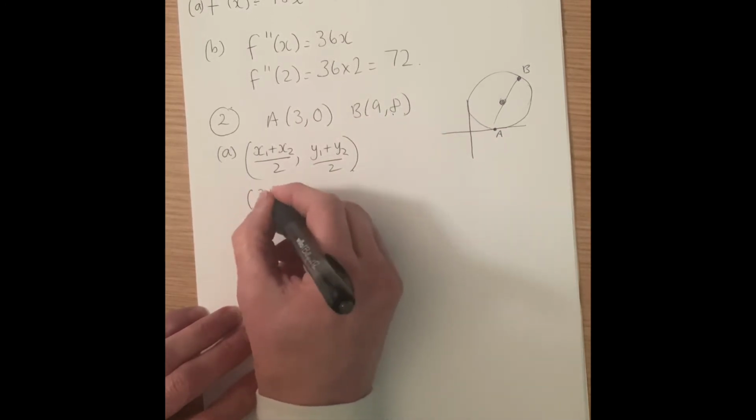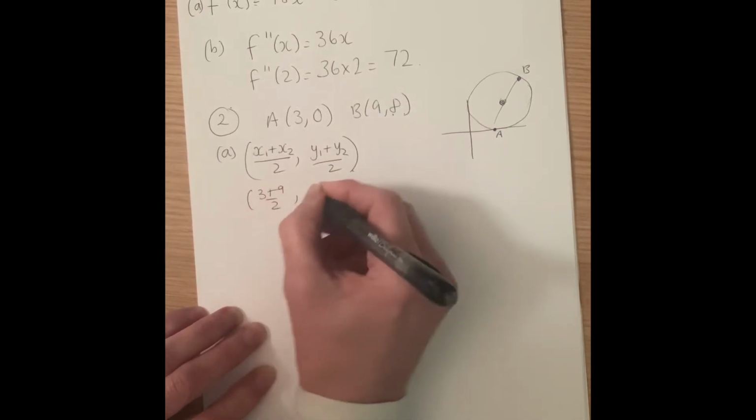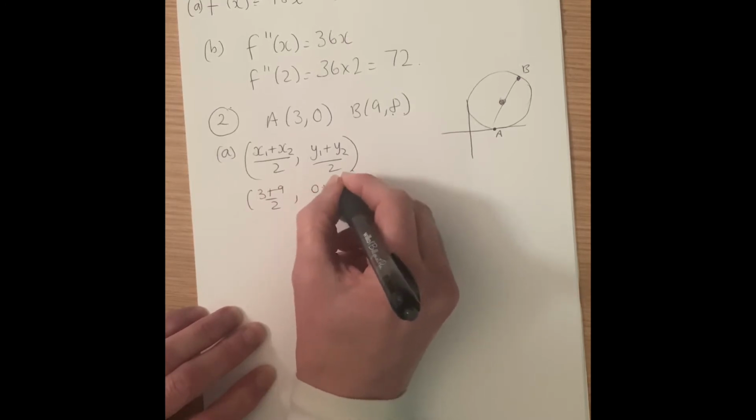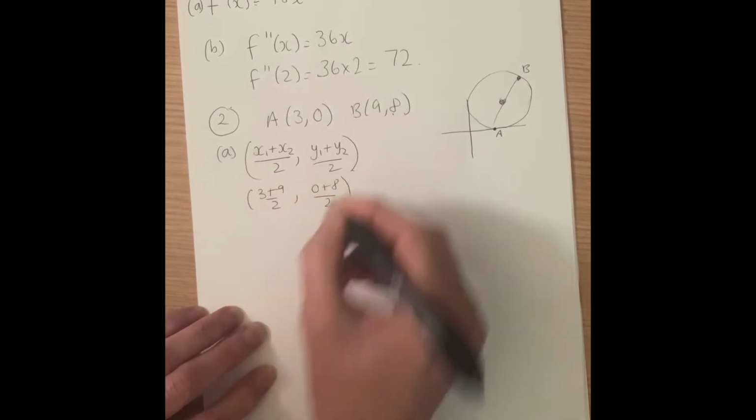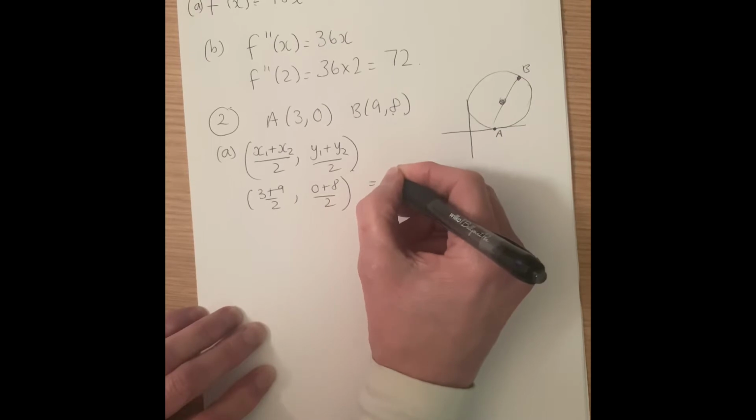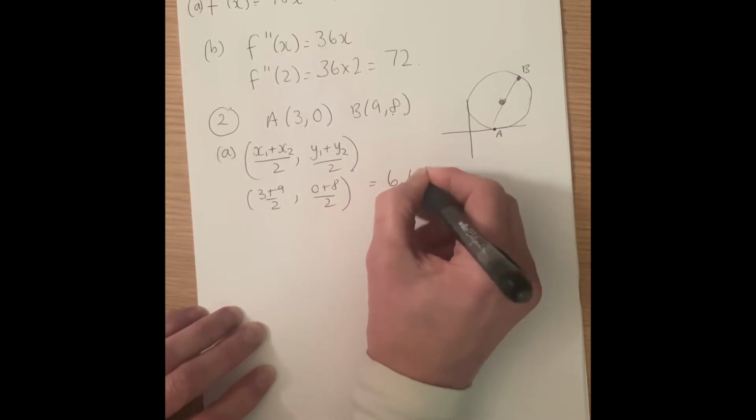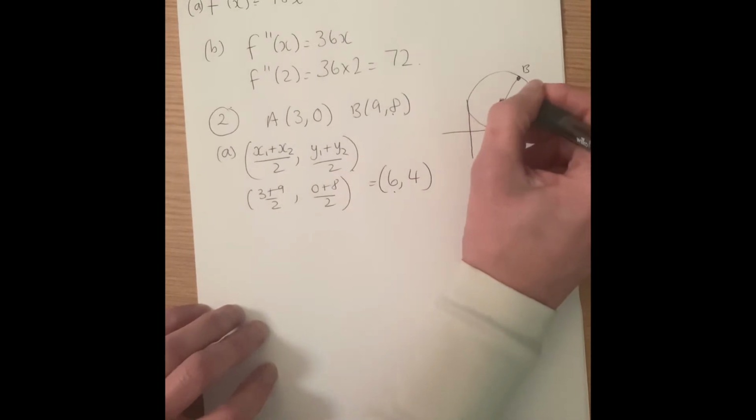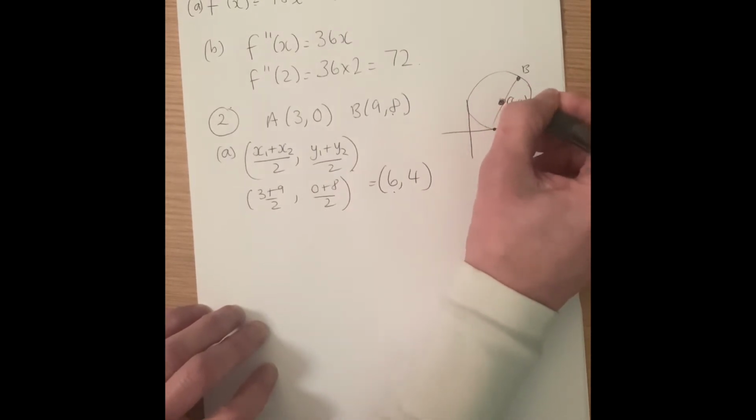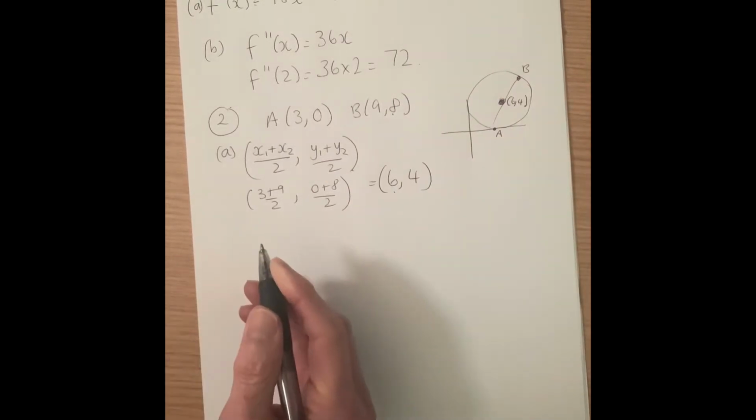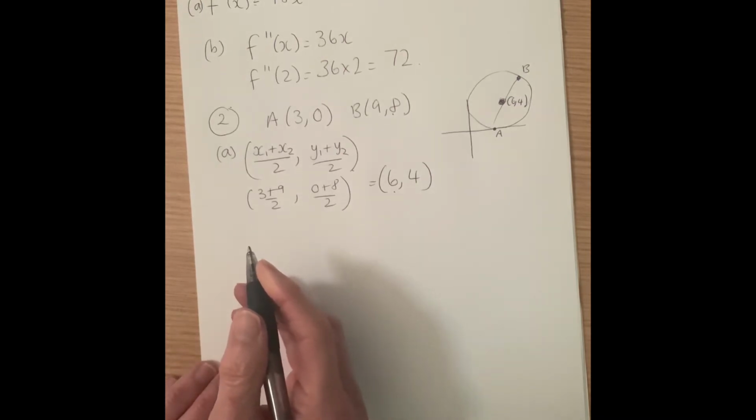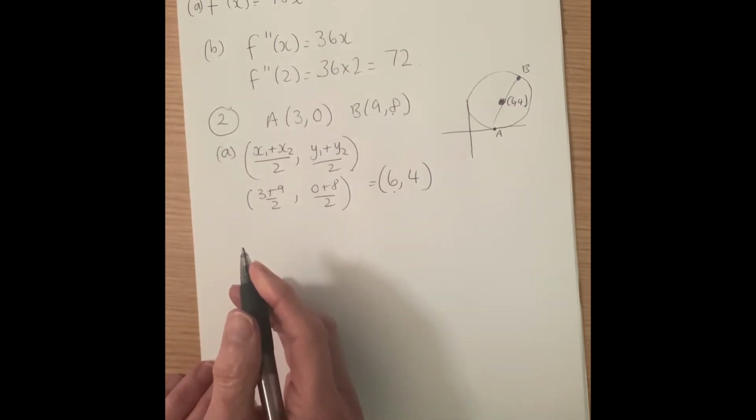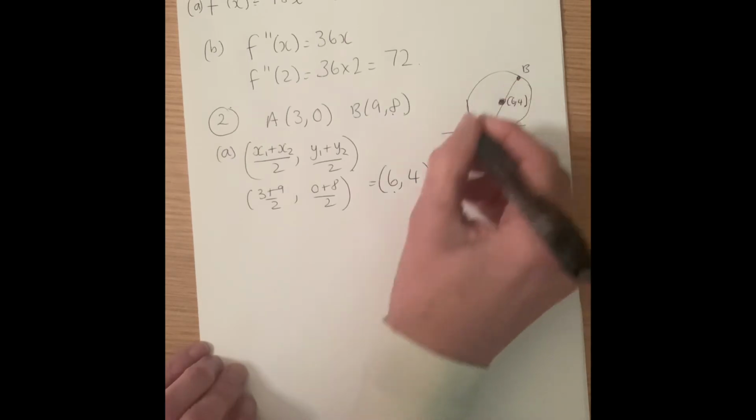So there was a method mark for doing this. So obviously you're going to get 6, 4 as your midpoint. So there's your midpoint, your centre, 6, 4. And then it says, find the equation of the tangent to the circle at the point B.